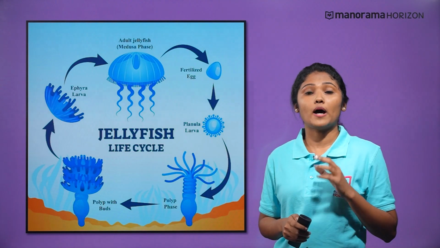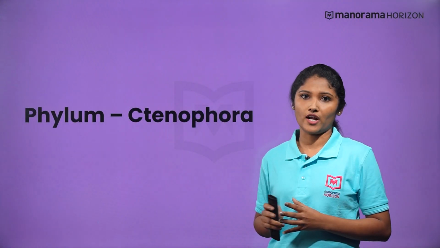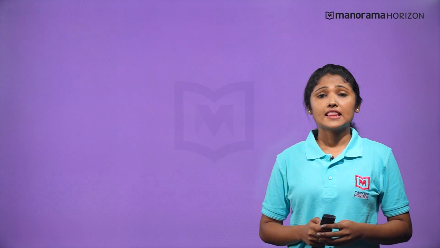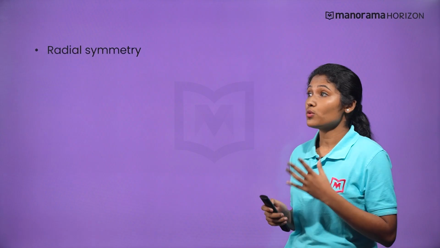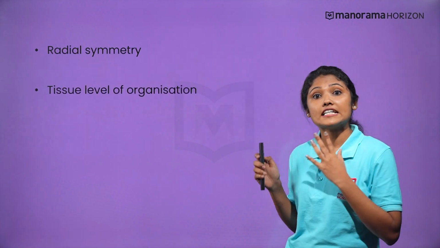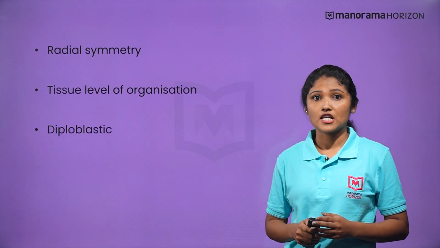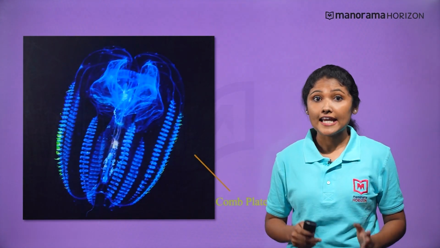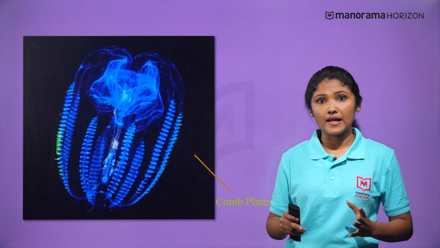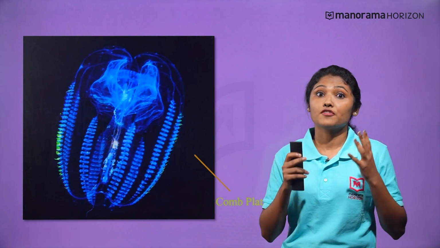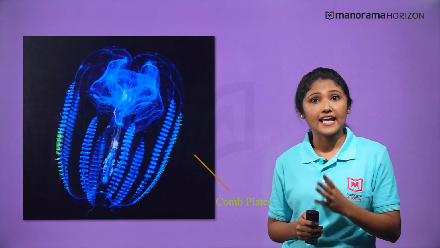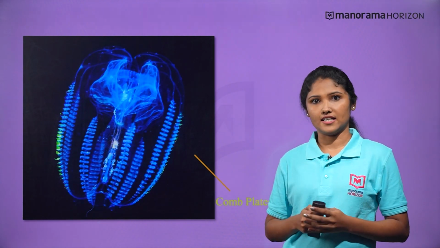Now we can switch on to another phylum called Ctenophora. You know what? The members of this phylum are commonly called sea walnuts or comb jellies. They are exclusively marine, having radial symmetry, tissue level of organization, and are diploblastic. They possess comb plates arranged in 8 rows externally, and these plates help in locomotion, which means that these animals are free swimming. Digestion takes place both internally and externally.